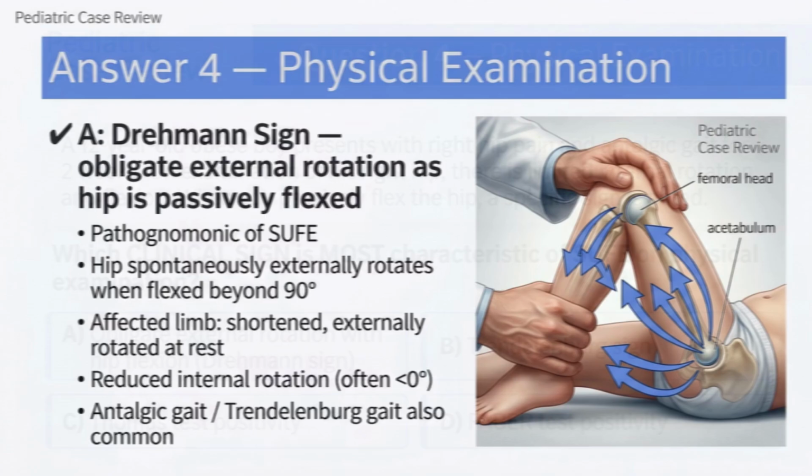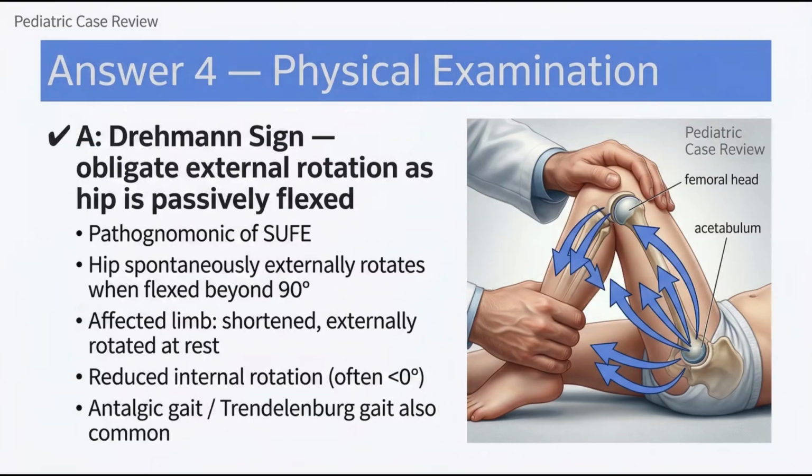The correct answer is option A, the Drehmann sign, which is pathognomonic for slipped upper femoral epiphysis. When the hip is passively flexed beyond 90 degrees, it spontaneously and obligately externally rotates. This occurs because the posteriorly displaced femoral head causes mechanical impingement that forces the limb outward during flexion. At rest, the affected limb appears shortened and externally rotated.